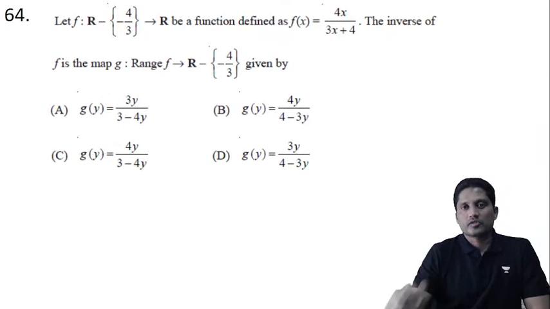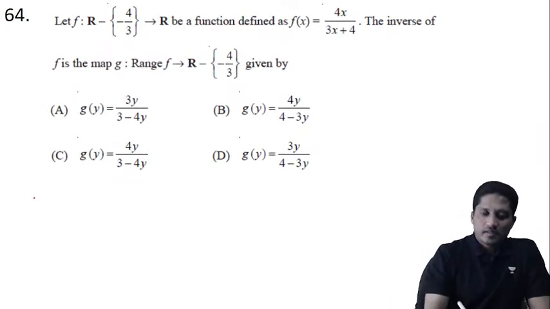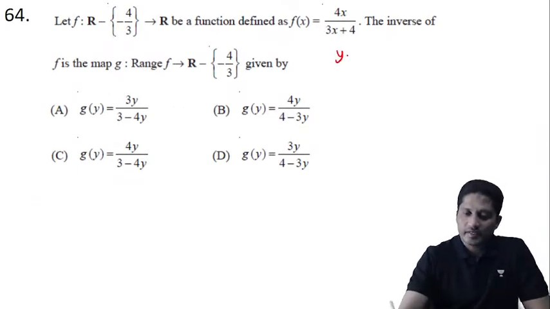Okay, now I'm supposed to find the inverse of this function. You take y as a function of x, y is equal to f(x), right? y is equal to f(x) is 4x divided by 3x plus 4. This is y as a function of x. I'll simplify and write x as a function of y.